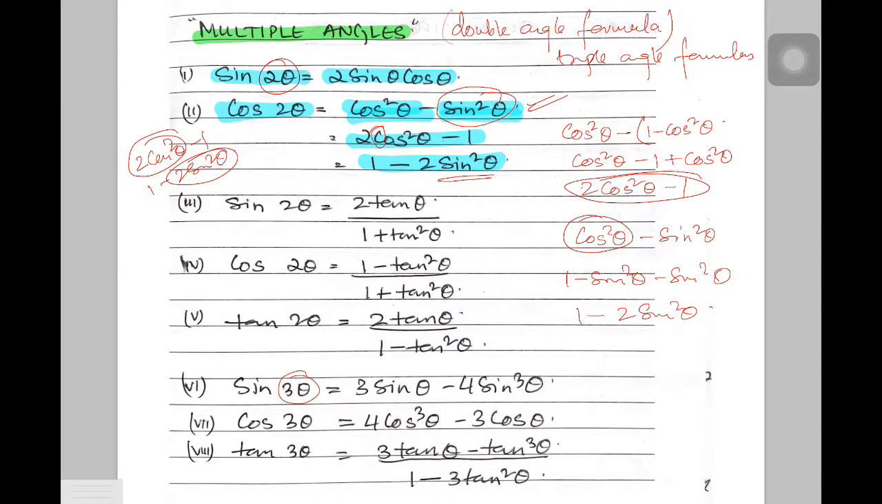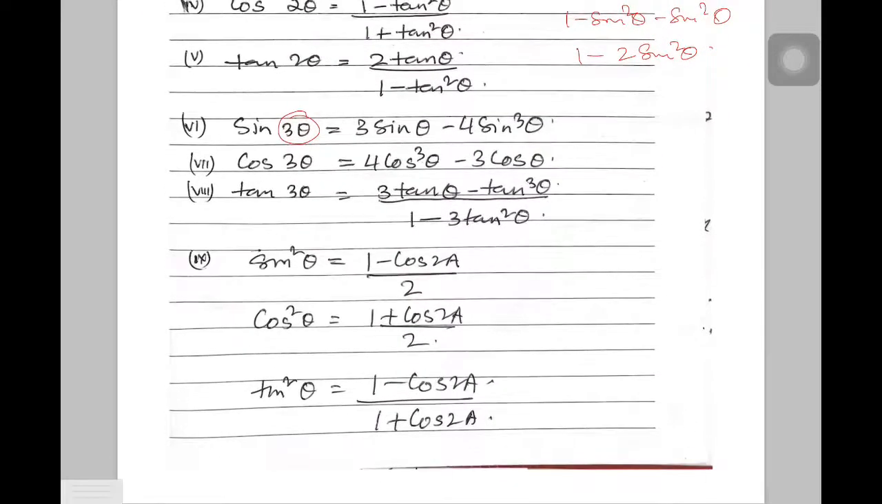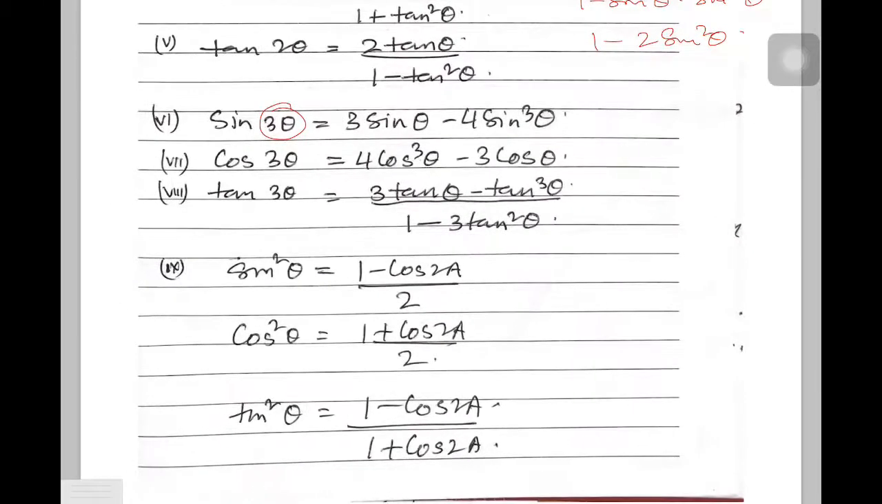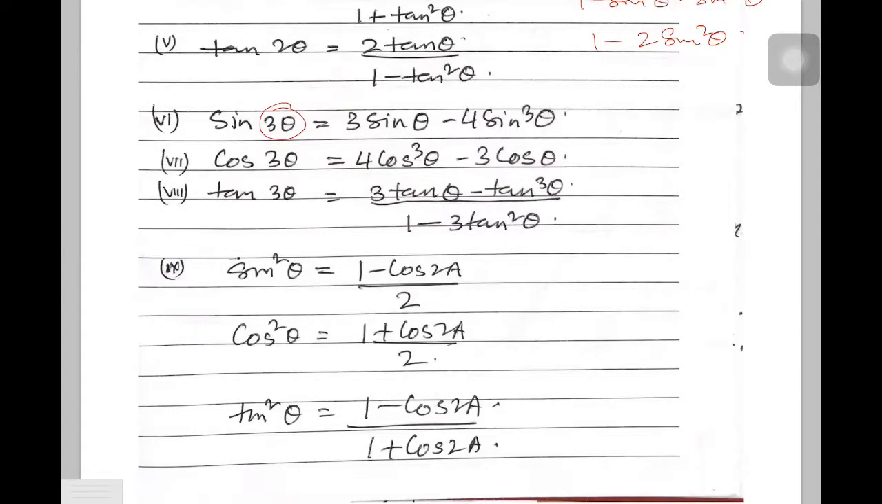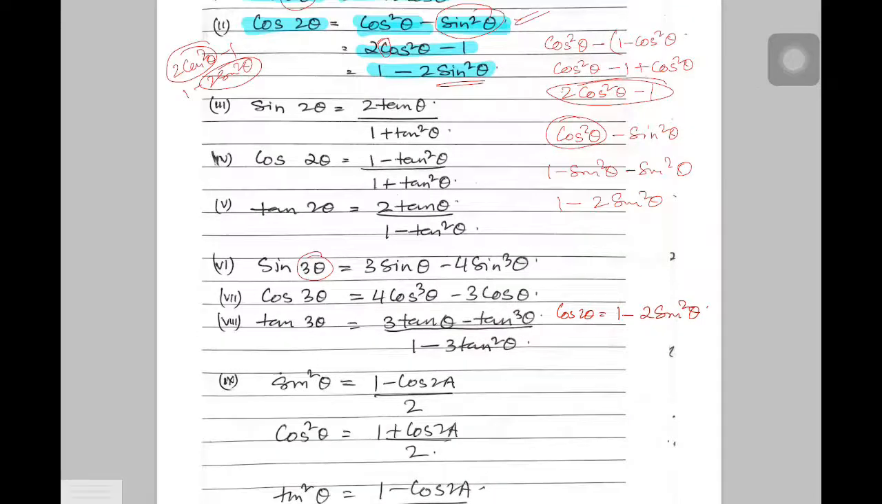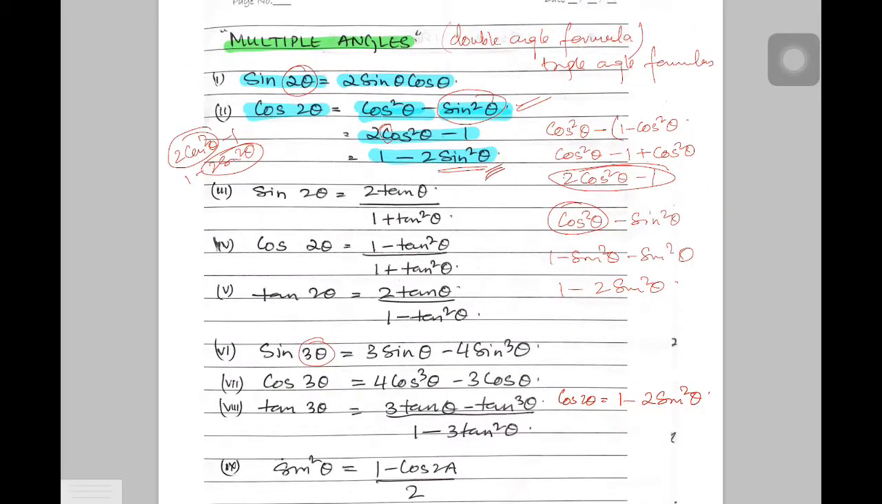Now, having understood the sine 2 theta and cos 2 theta formulas, I can frame 3 more formulas from these formulas. How? Check this out. We know cos 2 theta equals 1 minus 2 sine square theta. That was the formula, isn't it, everyone? Yes, right in the beginning, this is the formula I'm talking about.